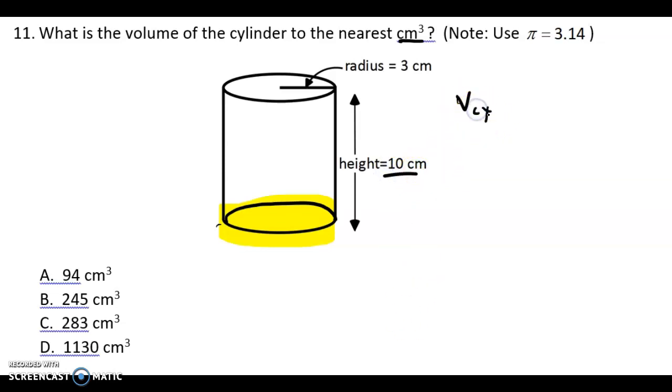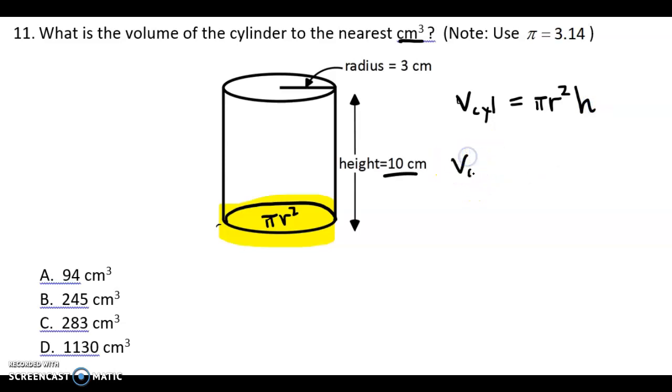So we're talking about the volume of the cylinder being the area of the base times the height. So the base of this is a circle, so that means we're looking at an area of pi r squared. So we'd say pi r squared multiplied by the height, which we'll call h.